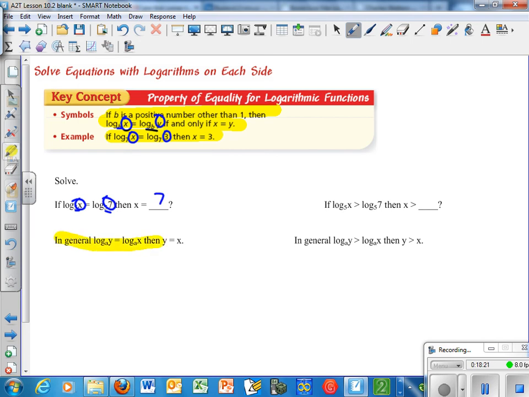Okay, so that's just stating that property here. Now this is an inequality one. If the log of x in base 5 is bigger than the log of 7 in base 5, pretty much x has to be bigger than 7. And that's stating that general rule. So we're just applying that to equations and inequalities. And that is lesson 10-2.